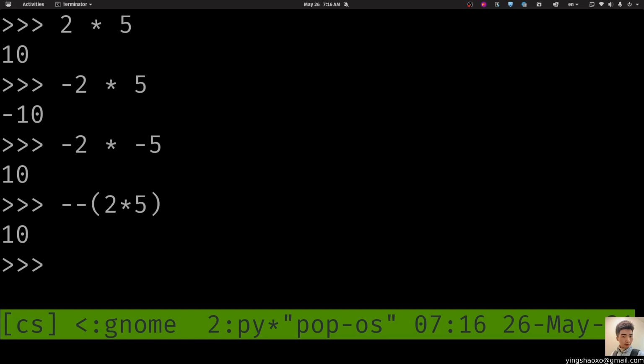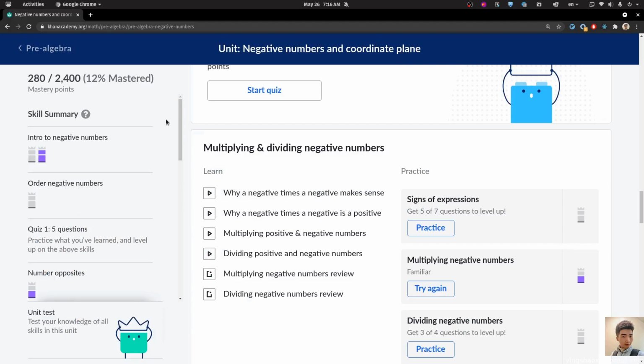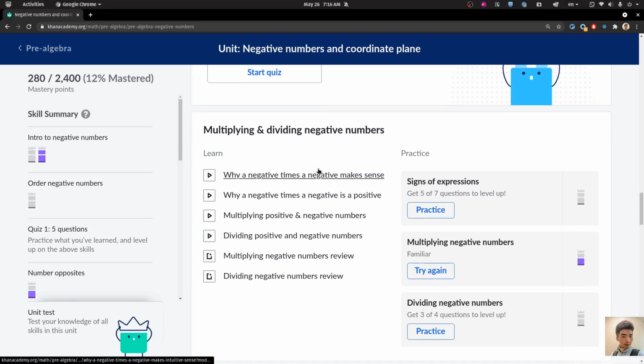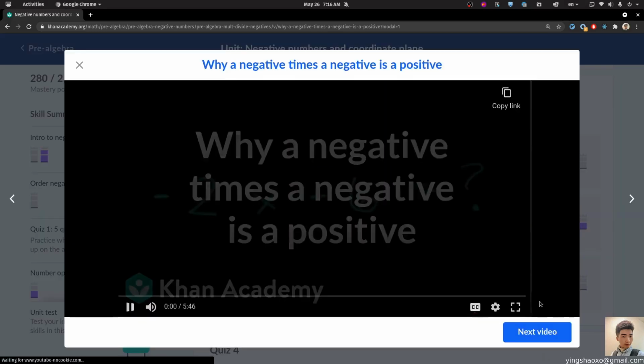Yeah, that's correct. Because a negative of a negative value will cancel out the negative, and in the end it will become positive, just like what I said. But my explanation wasn't that, let's say, intuitive. So we'd better have a look at his video.